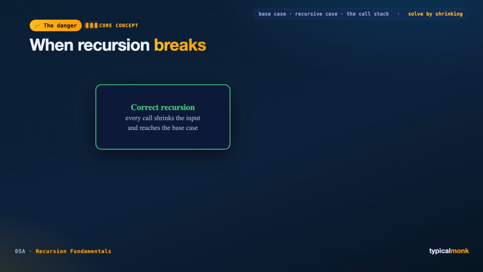Now that you can see the stack, you can understand exactly how recursion goes wrong, and it is worth burning this in, because it is the number one recursion bug.